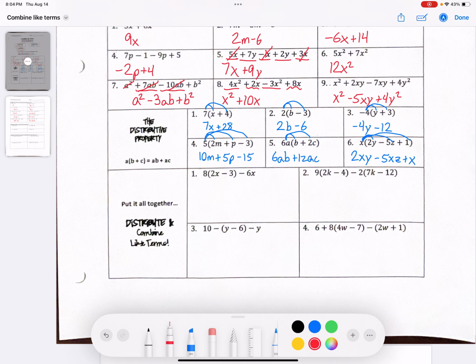So the last set of problems we're going to do combine the distributive property with combining like terms. So we're going to distribute and then we're going to combine like terms.